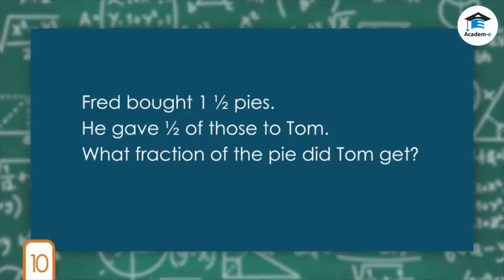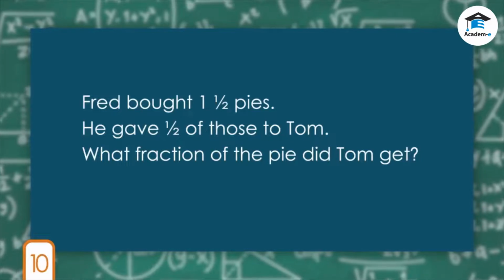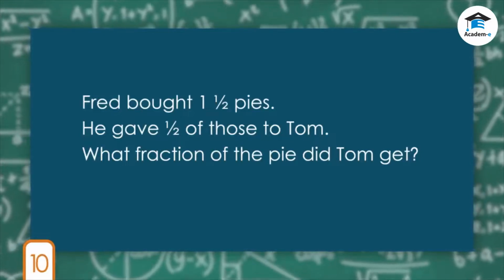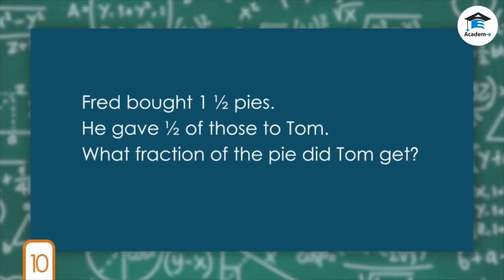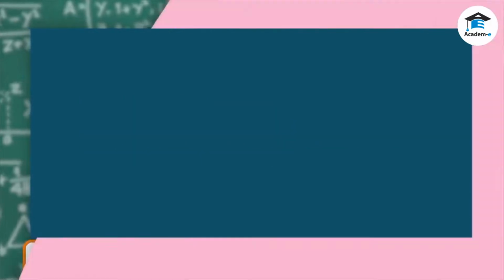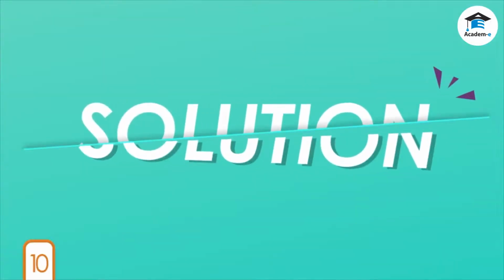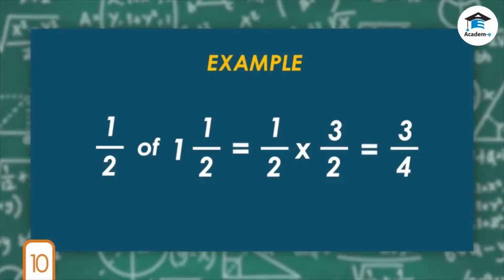Fred bought 1½ pies. He gave 1/2 of those to Tom. What fraction of the pie did Tom get? Solution. Observe the solution.